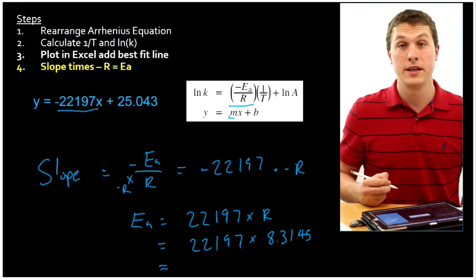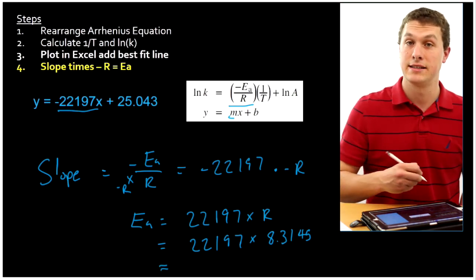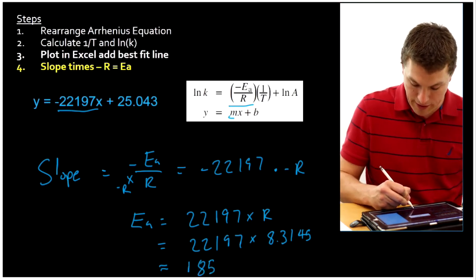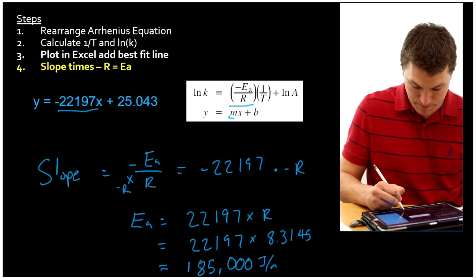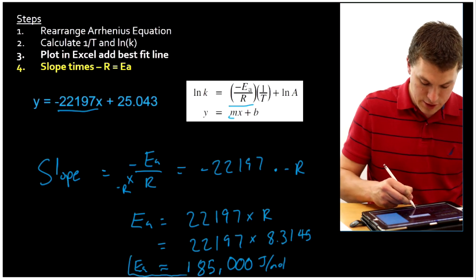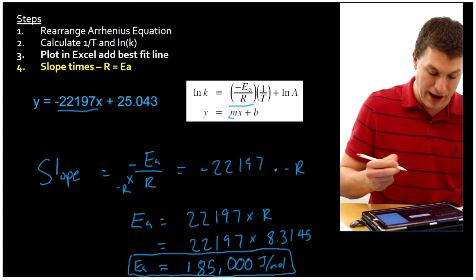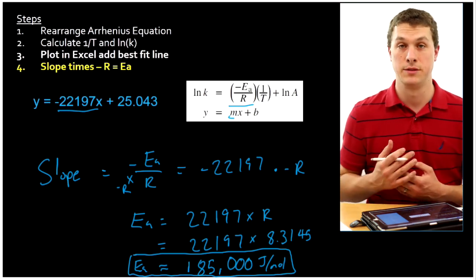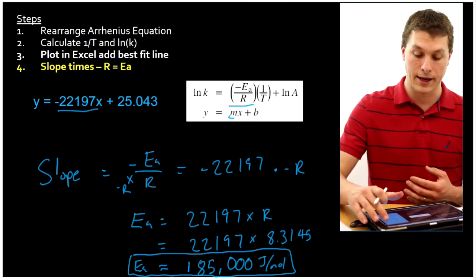I'm going to round to 3 sig figs because that's the fewest sig figs I had on that table that I used to plug in my data. And that'll give me 185,000 joules per mole. So there we go. That's my activation energy. And that's determining it graphically. The advantage of doing it graphically is you're combining a bunch of experiments into one, and it gives you a better estimate of the activation energy for a particular reaction.